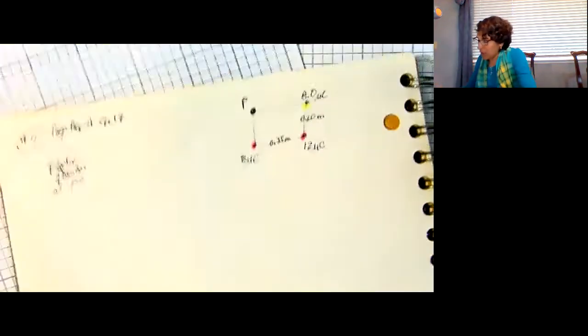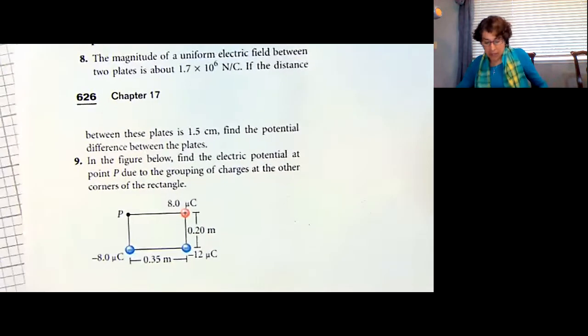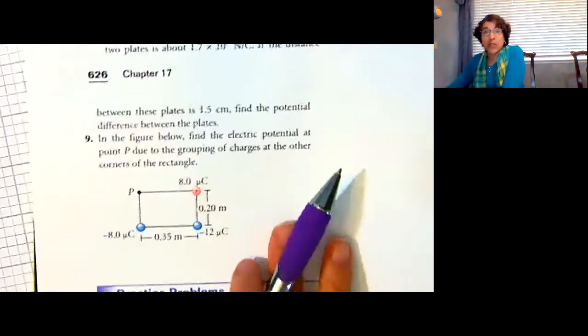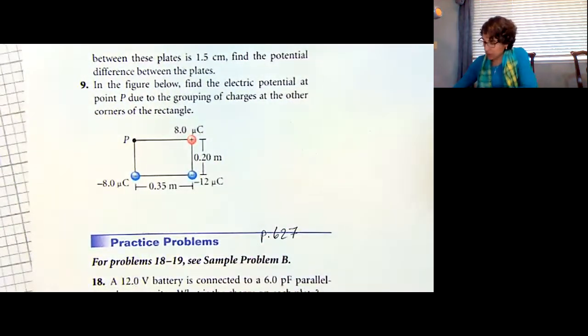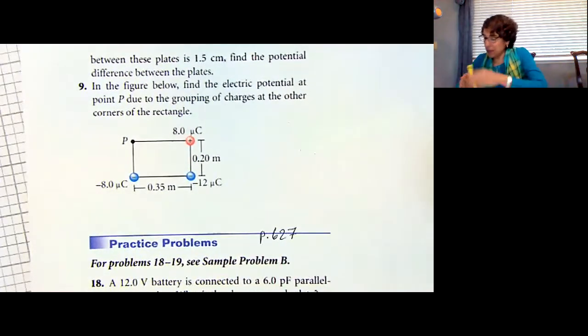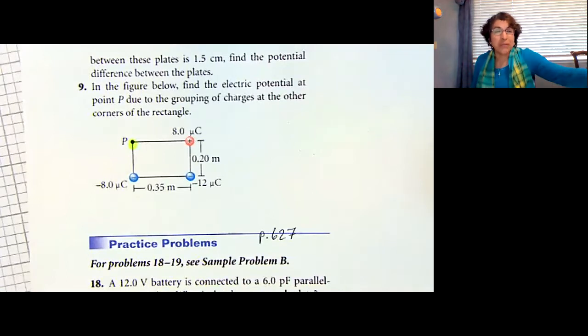Let me turn the page here. Number 9. We have, in the figure below, find the electrical potential at point P. So where's our point P? That's this point right there, due to the grouping of charges at the other corners of a rectangle. They just happen to form a rectangle.